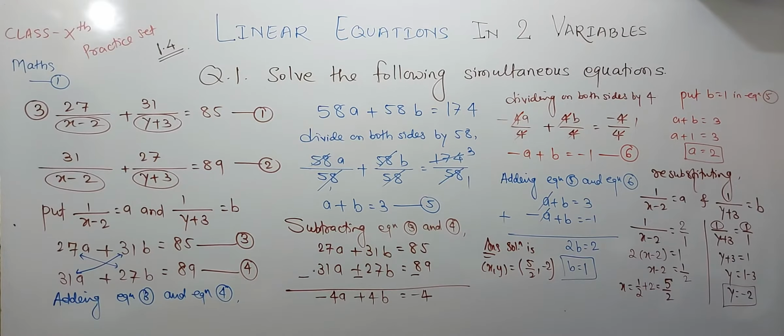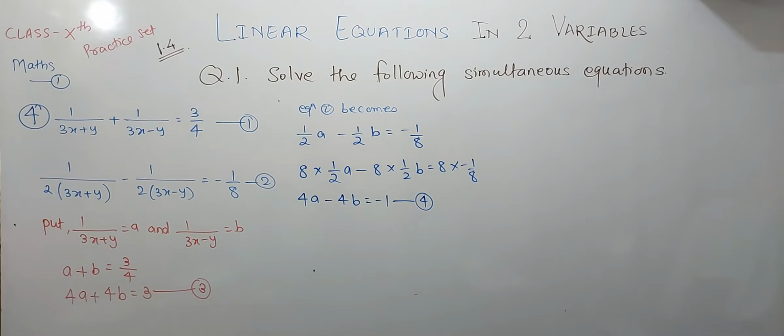Now we will see the next question and very last question of this practice set 1.4, that is question number 4. If you want to take the screenshots, you can take the screenshots. So we will see the next question. Okay students, so this is question number 4. First equation is 1 upon 3x plus y plus 1 upon 3x minus y is equal to 3 by 4. And second equation is 1 upon 2 times 3x plus y minus 1 upon 2 times 3x minus y is equal to minus 1 by 8. This is equation number 2.